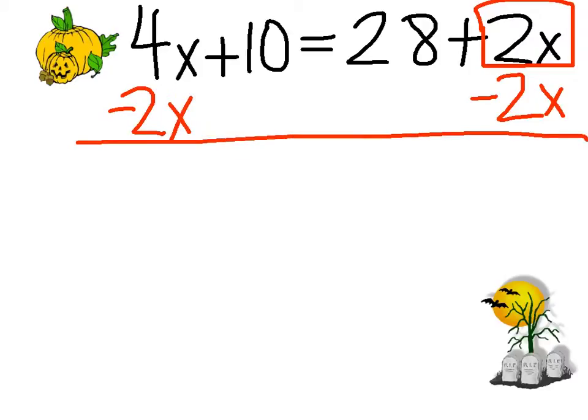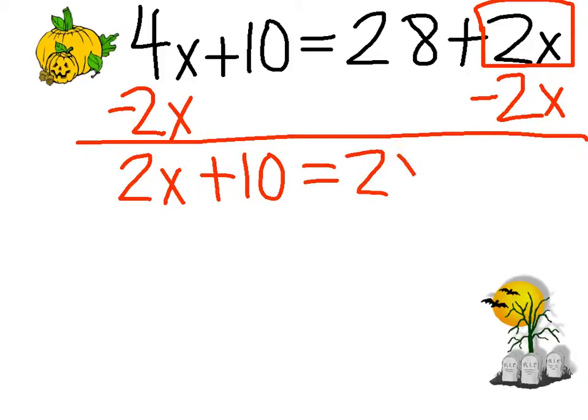On the left side, 4x minus 2x is going to be 2x. Then we have our plus 10. On the right side, we have 28, and 2x minus 2x is just 0. Next, we're going to move our positive 10 to the other side. To do that, we need to subtract 10 from both sides.